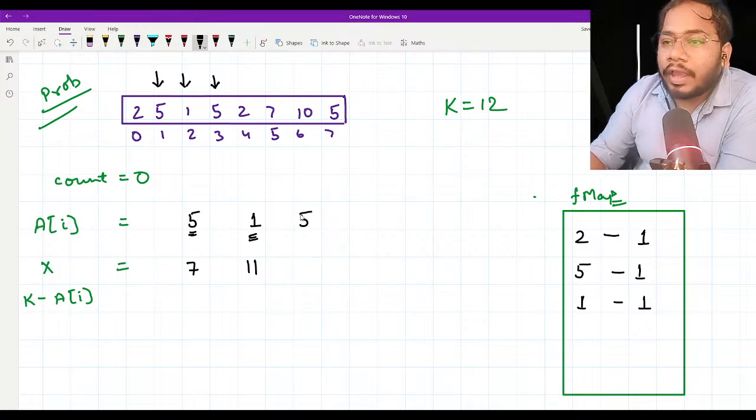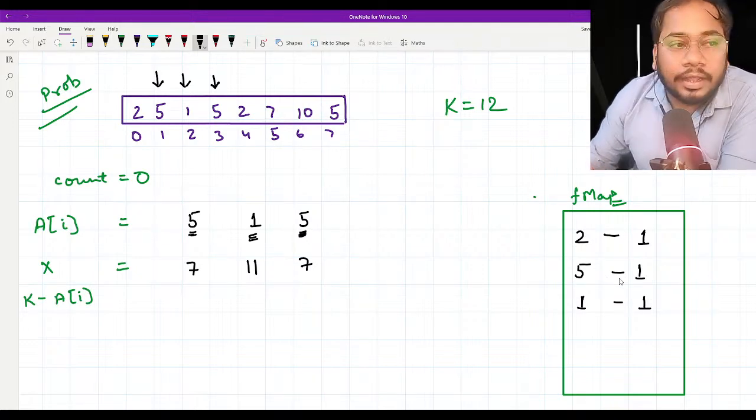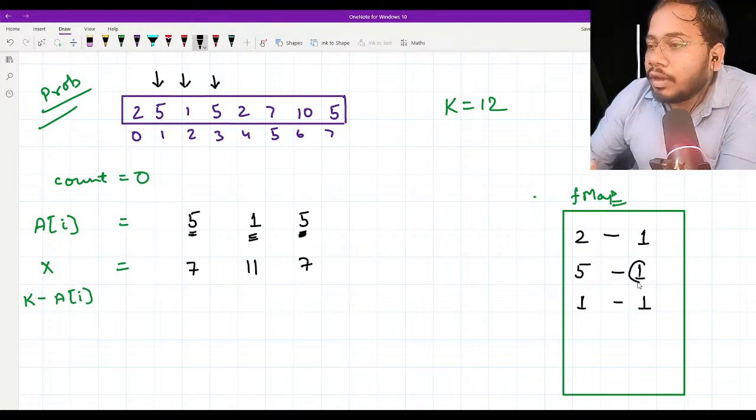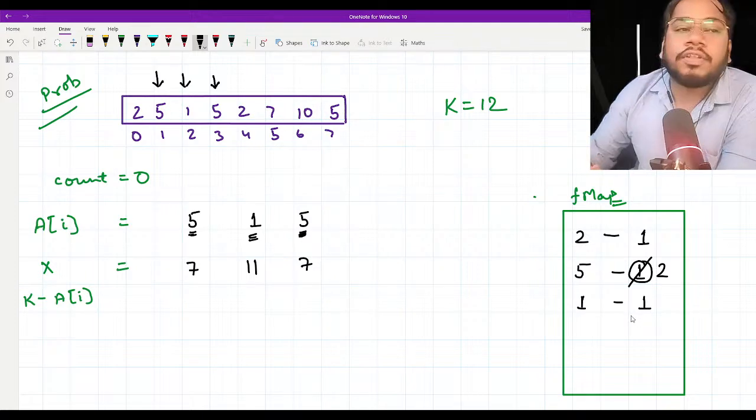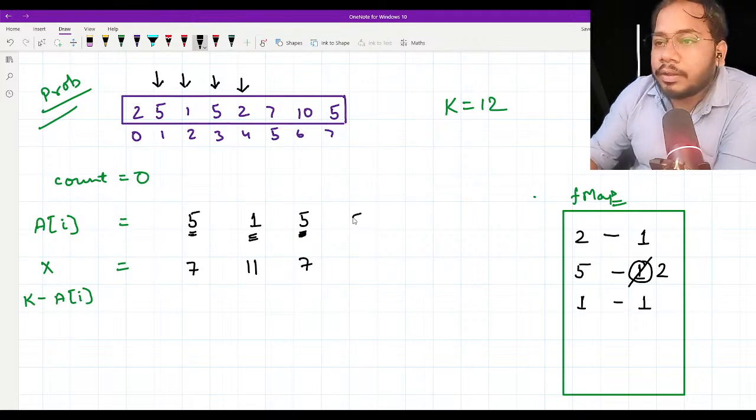We have 5. First check, is 7 present in the frequency map? No, that is not present. So now put this value in the frequency map. This is already there, so what you will do is increment the frequency. Done. Go ahead.